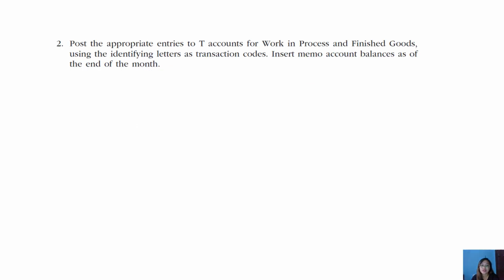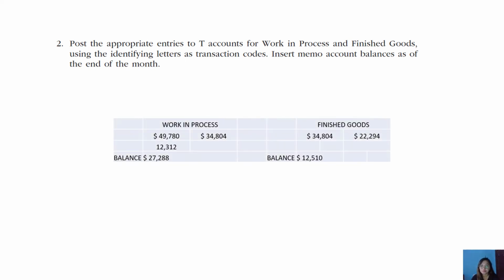Post the appropriate entries for the accounts for work in process and finished goods. So if you have taken down notes on the journal entries that we have made on the previous number, then it will serve as a basis on how we come up with the accounts. So this is the account for the work in process and the account for the finished goods. Since on the previous letter B, we have debited work in process, then we should put it here on the debit side.